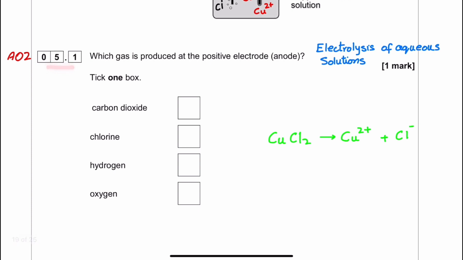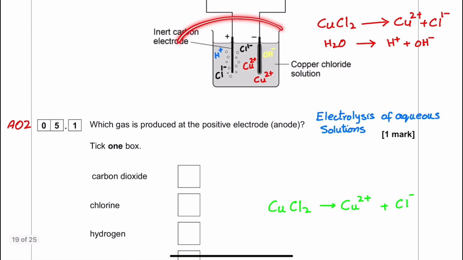5.1 is an AO2 question. The student needs to use the information given here in electrolysis. Which gas is produced at the positive electrode, meaning anode? This is the anode. We can see that it is positive, so the negative ions are moving toward the anode. Cl− will move towards the anode, and OH− is carrying a negative charge. It also moves towards the positive anode.